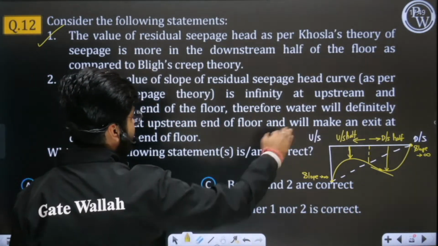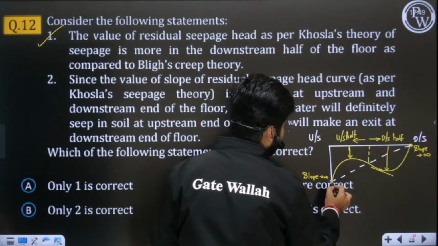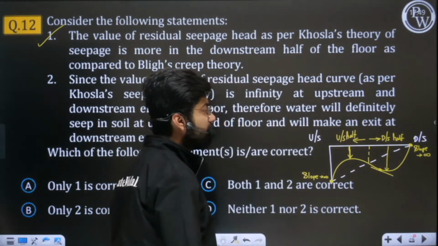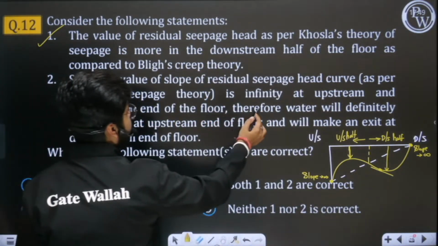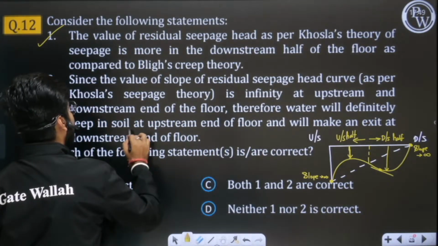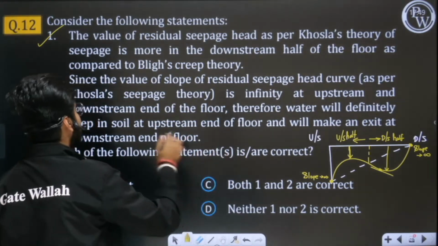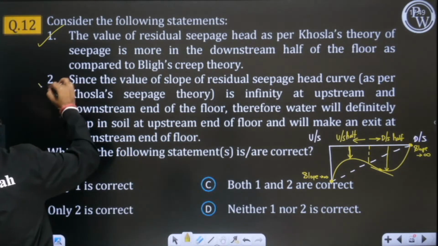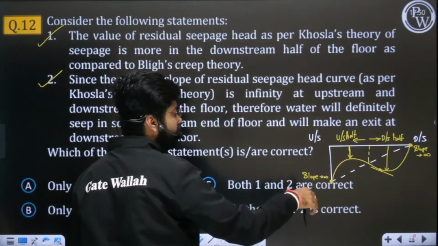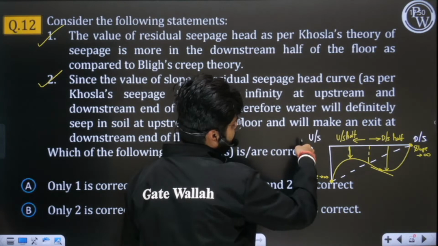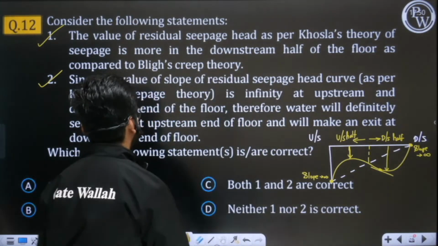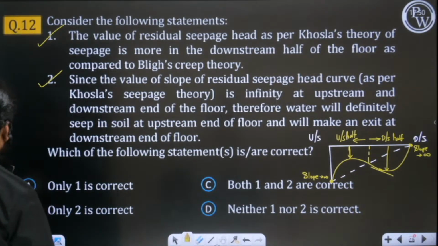Okay, but at the upstream and downstream corners, at this corner and at this corner, the slope is tending to infinite. So this is correct: infinity at the upstream and downstream end of the floor. Therefore water will definitely seep into the soil at the upstream end and will make an exit. Yes, absolutely correct. Since the slope is infinite, if your foundation is permeable, it is for sure that water will enter from upstream and will exit at downstream. So I hope this is clear to you.